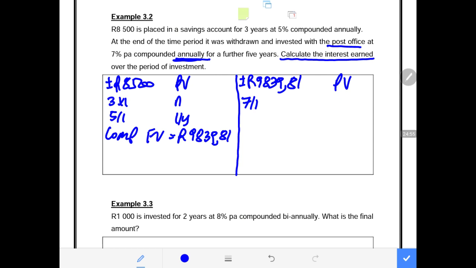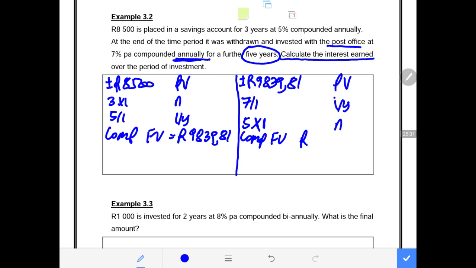So now our interest is entered with the I/Y button on our calculator, and our n, we know that our n is 5 years times the number of compounds in a year, or the number of annual compounds. Interest is compounded once a year, or annually, so we multiply by 1, and that becomes our n. Then we compute the future value, because we want to know how much will be in the account at the end of 5 years, since the amount was withdrawn and invested for a further 5 years.